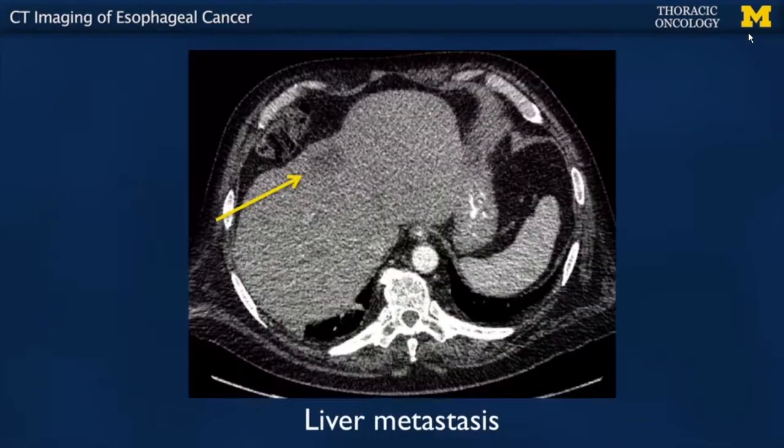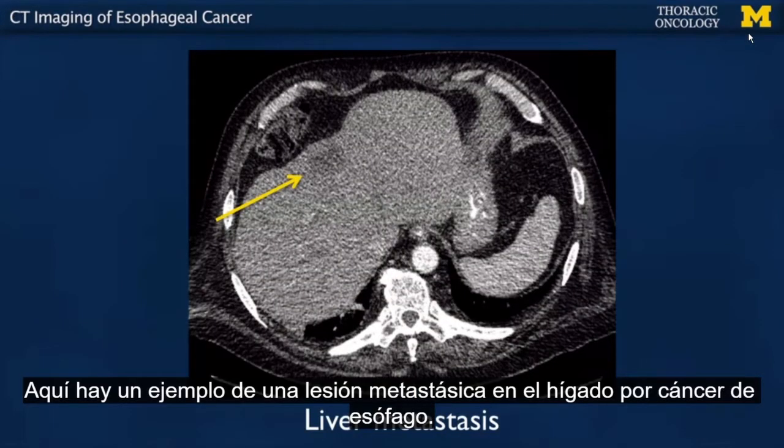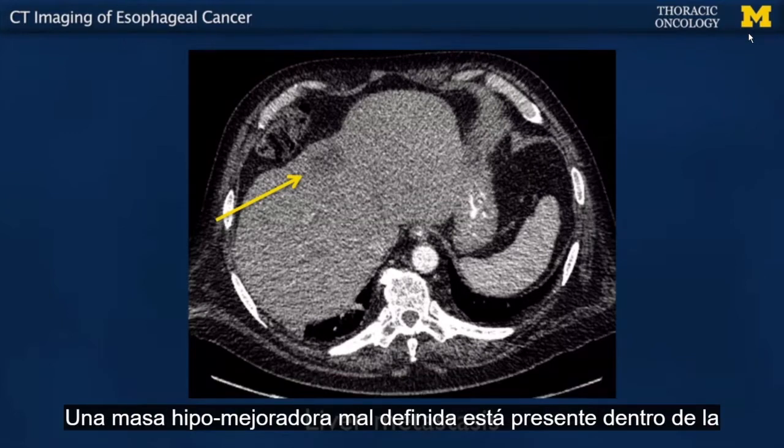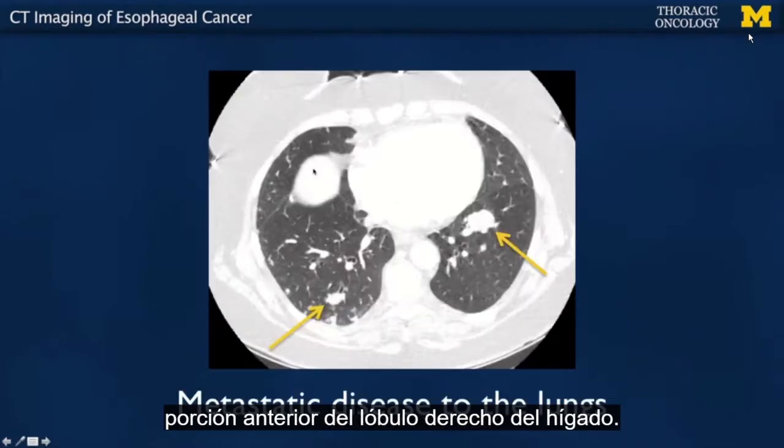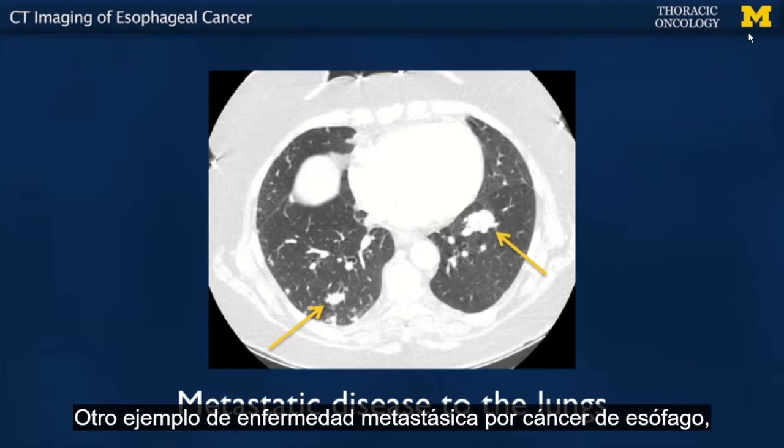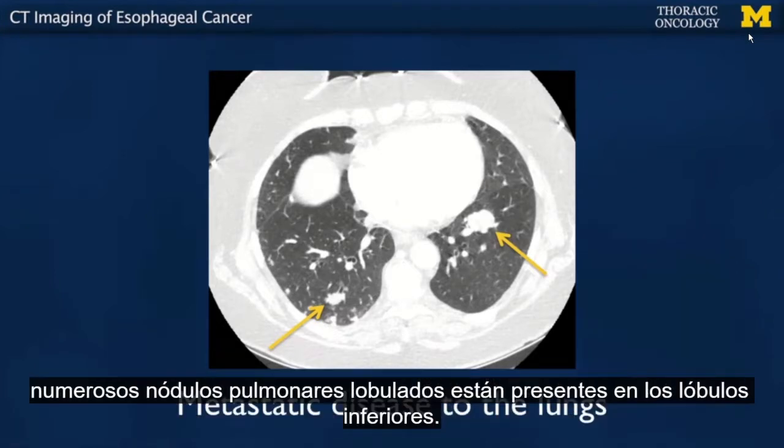Here is an example of a metastatic lesion to the liver from esophageal cancer. An ill-defined, hypoenhancing mass is present within the anterior portion of the right lobe of the liver. Another example of metastatic disease from esophageal cancer. Numerous lobulated pulmonary nodules are present in the lower lobes.